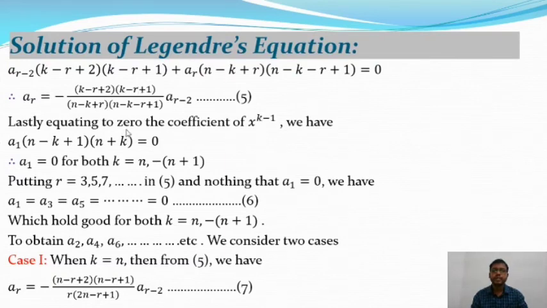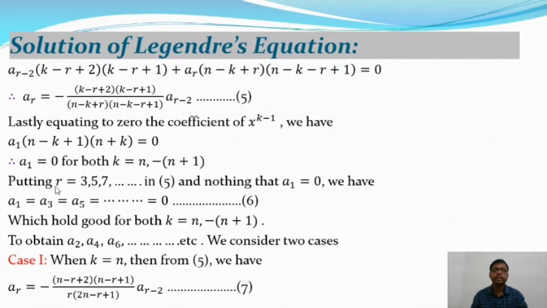And lastly, equating to 0 the coefficient of x^(k−1) from equation 4, we get a1 (n − k + 1)(n + k) equal to 0. This is the coefficient of x^(k−1), and from this we get a1 equal to 0 for both k = n and k = −(n + 1). So in that case, the coefficient a1 is equal to 0.